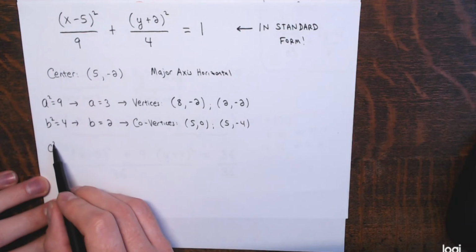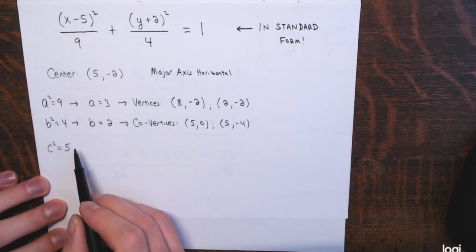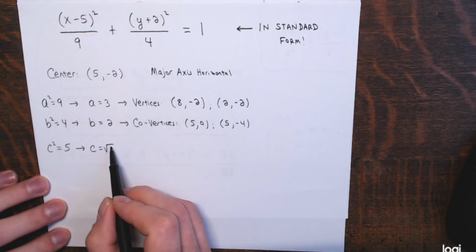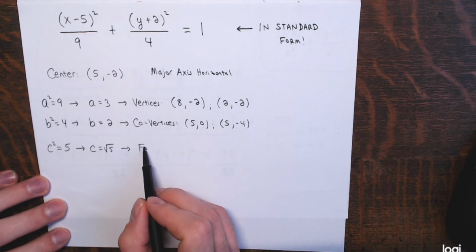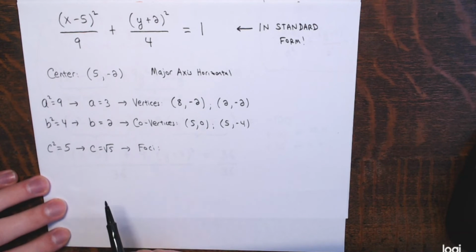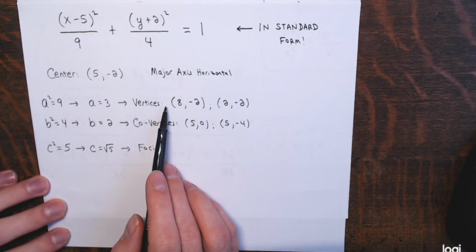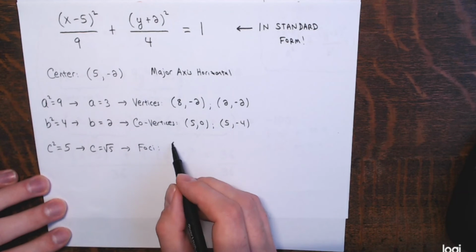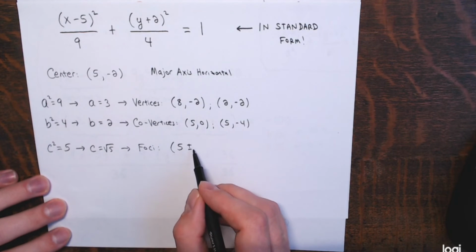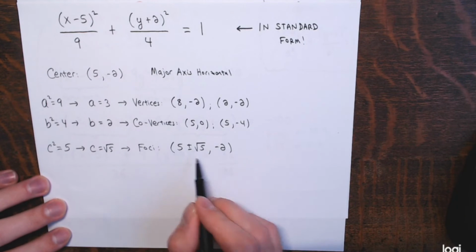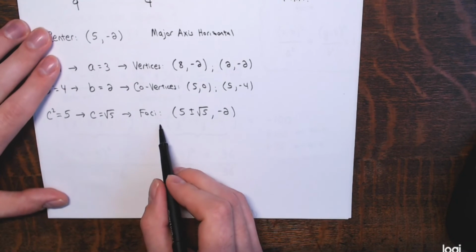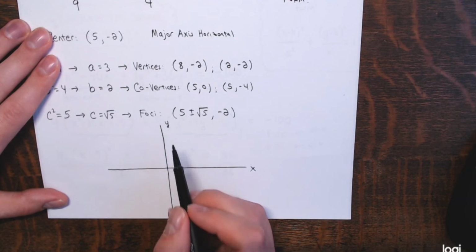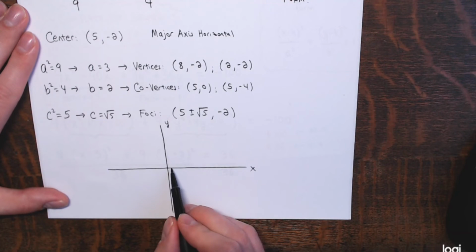And then c squared is going to be 9 minus 4, that's 5. Remember, it's a squared minus b squared. So c is the square root of 5. And then we can get the foci out of this, the two focuses, and do the same thing I did to the vertices. The major axis is horizontal, so I'm going to add and subtract the square root of 5 to the x-coordinate of the center. So 5 plus or minus the square root of 5, comma negative 2, is where the two foci will be. And of course I'll draw this up, make a rough sketch of it, and then we'll go to the Desmos site. The center was at 5, negative 2.